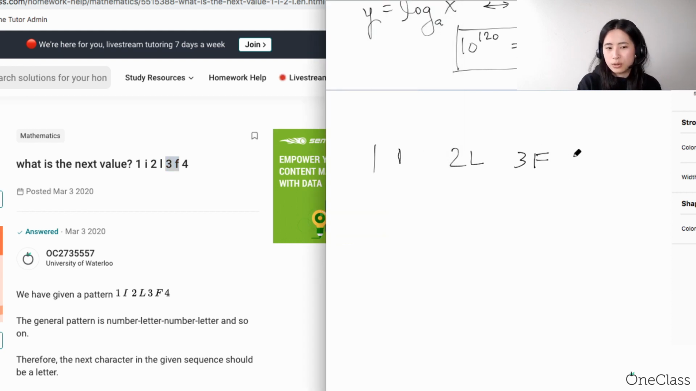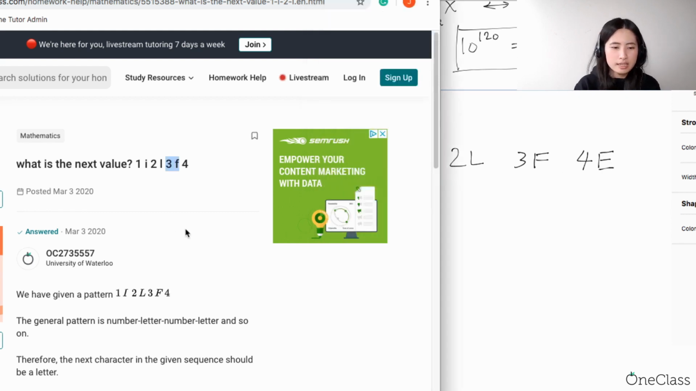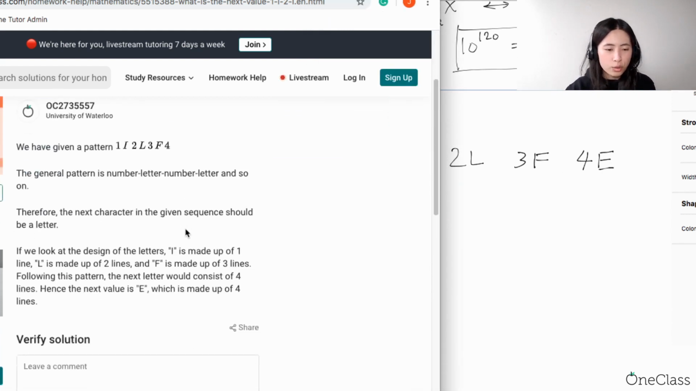That's three strokes. And then for the fourth one, you've probably guessed it, it would be E because it's one, two, three, four. Four strokes. So the next letter after four should be E. So they're just looking at the design. I would say it's the stroke of the letters.